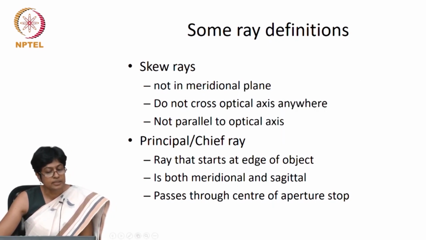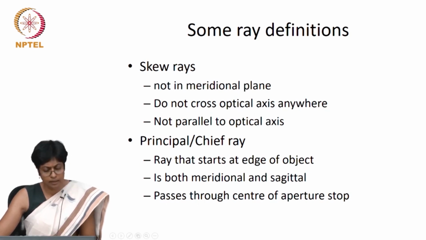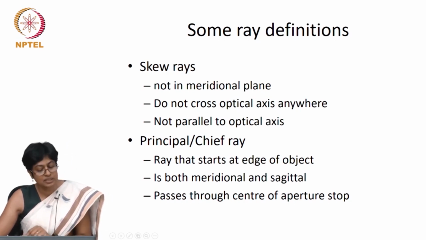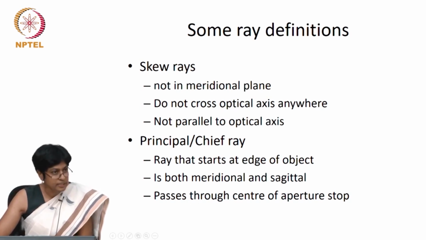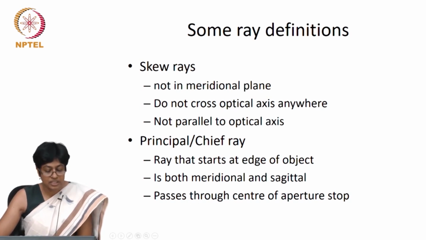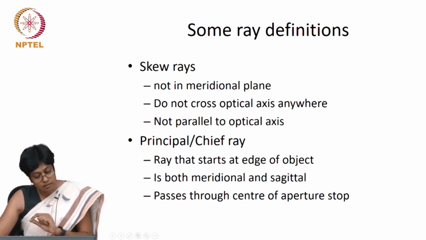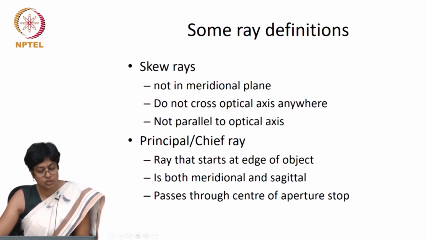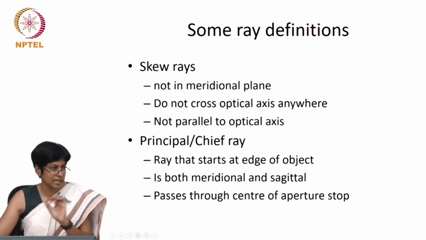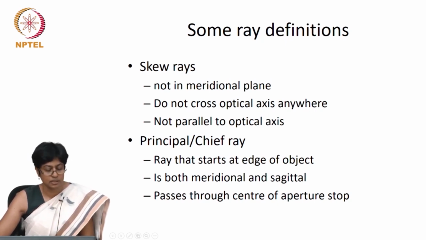So skew rays are not in the meridional plane. They do not cross the optical axis. They're definitely not parallel to the optical axis, except for the chief ray. Okay. The chief ray happens to be a sagittal ray, and skew rays are also sagittal rays, but the chief ray does pass through the center of the aperture stop and is both meridional and sagittal, as we discussed.